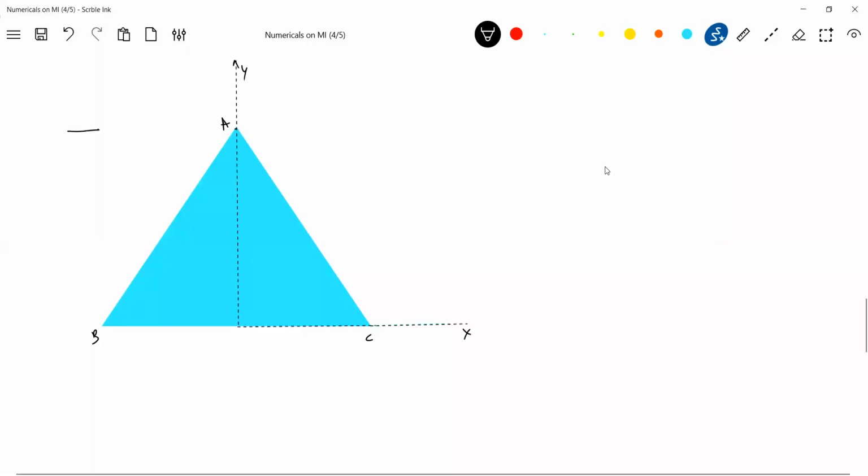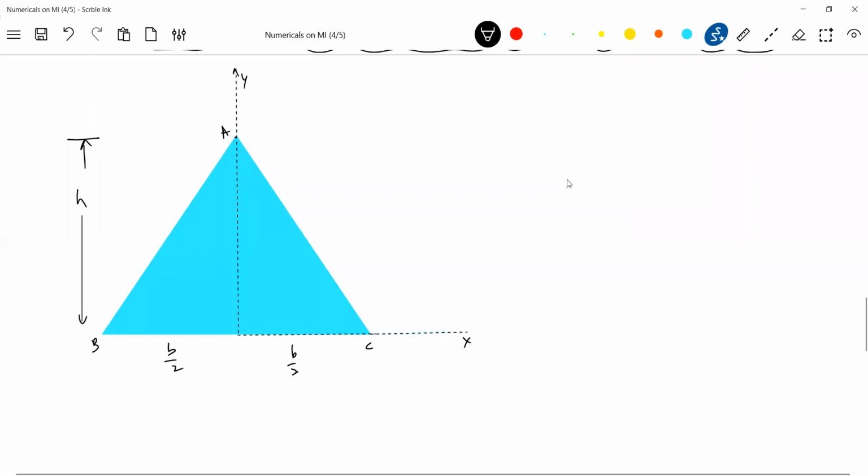The same thing, height of the triangle H, this is B by 2, B by 2. So find IAZ. Find moment of inertia about axis passing through point A and perpendicular to the plane. I think the assumption is the same. So again, the same assumption is what we are going to continue.